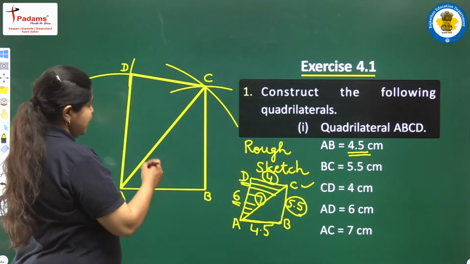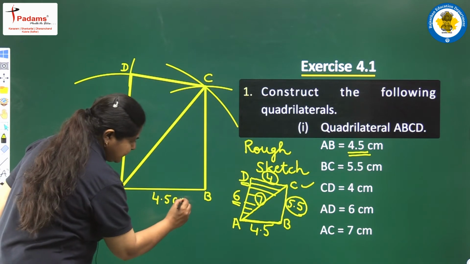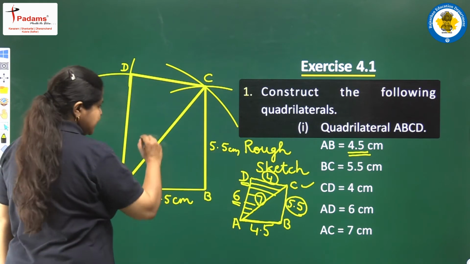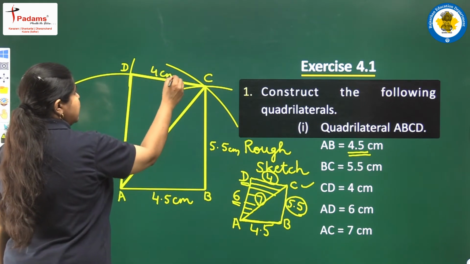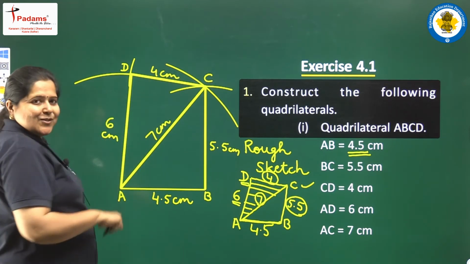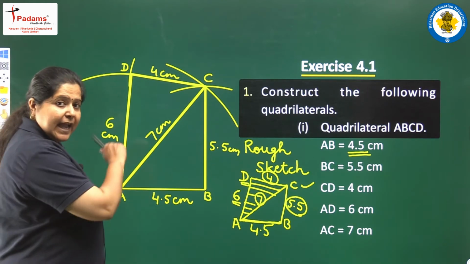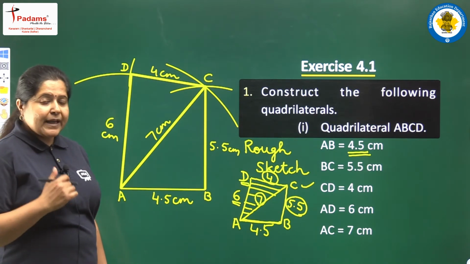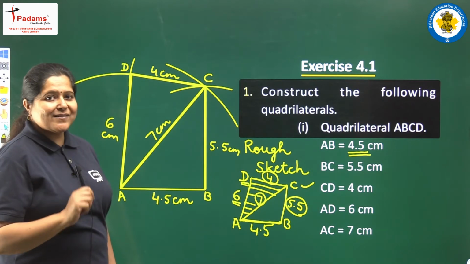You can see, let us write the measurements here. This is 4.5 centimeter, this is 5.5 centimeter, this is again 7 centimeters, this is 4, and this one is 6 centimeter. So, we get the final quadrilateral ABCD. Again, remember, we have to draw these two figures on the blank page of an interleaf copy, and then on the single line page we will be writing its steps of construction.